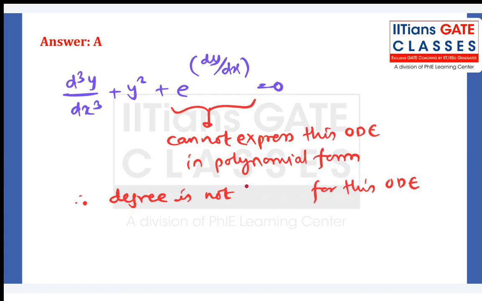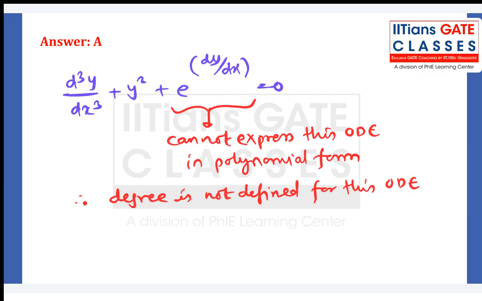Okay. One may argue that I can write this e power dy by dx as an exponential series form. 1 plus x square by 2 factorial, x cube by 3 factorial. So in x you just replace dy by dx. But that does not make any sense because then the degree will keep on increasing and going on. So it's not allowed.